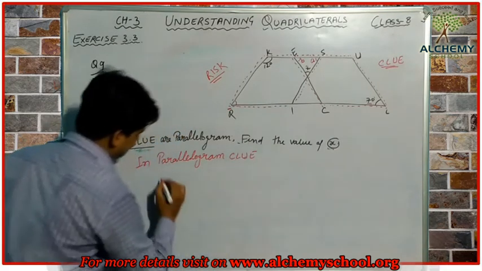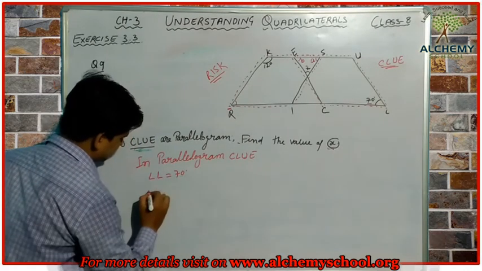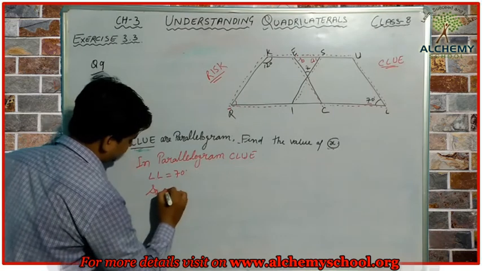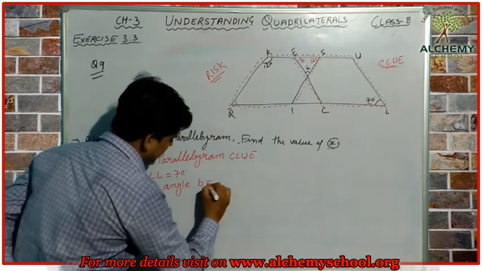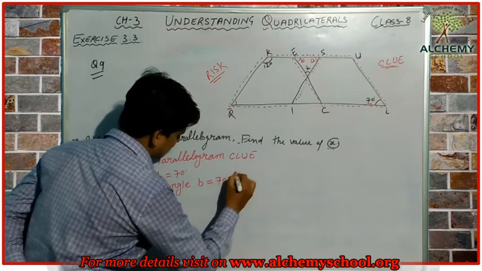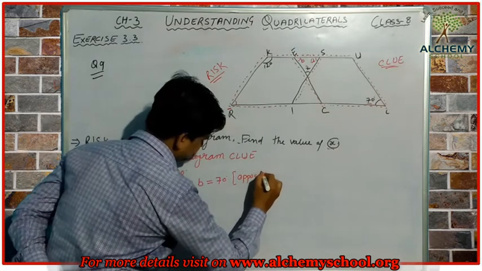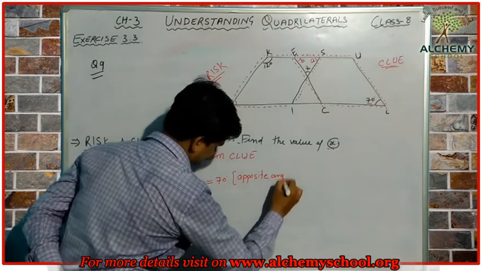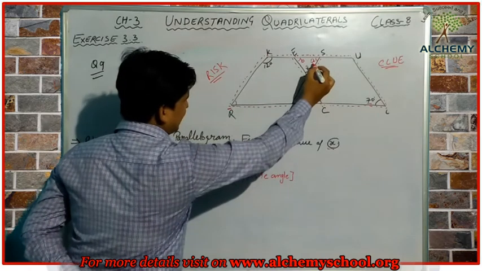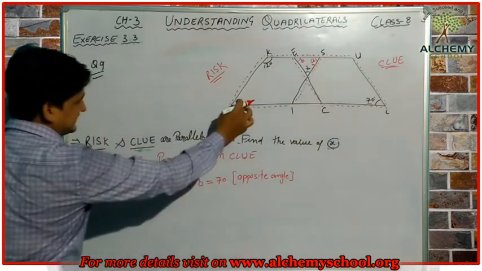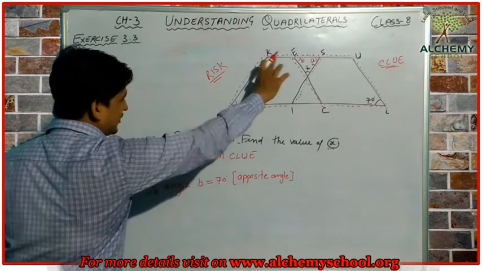Now we can write, in parallelogram CLUE, angle L is equal to 70 degrees. So angle B is also equal to 70 degrees. Why? Because it is opposite angle. Now we have the angle B. We have to find the angle A. This angle and this angle, these two angles are adjacent angles of a parallelogram.